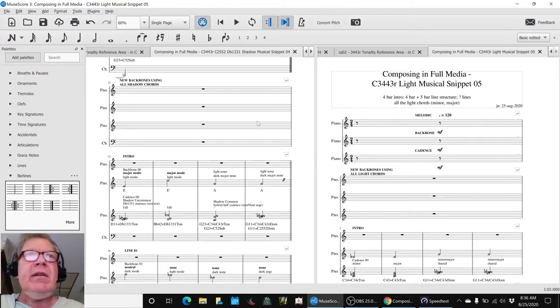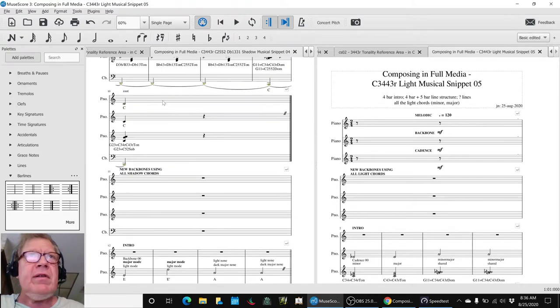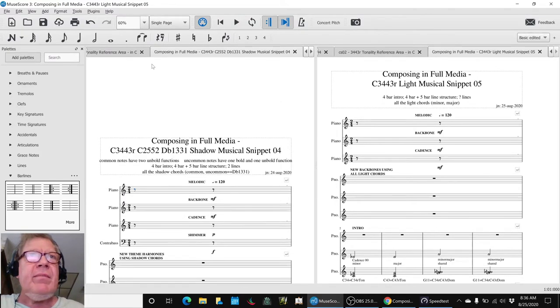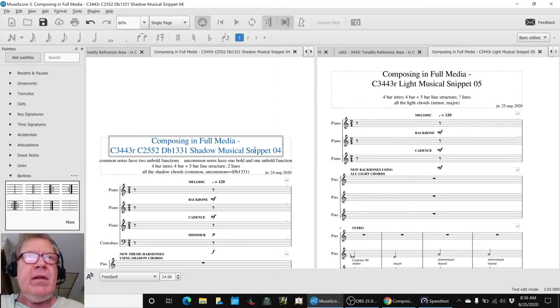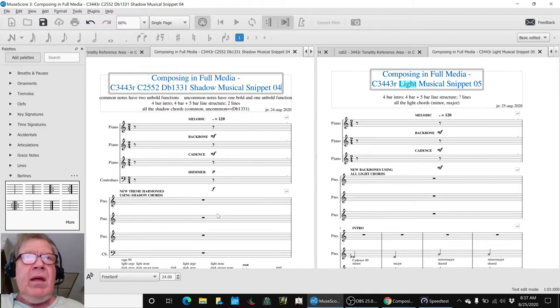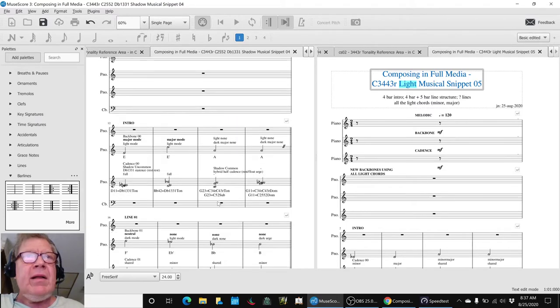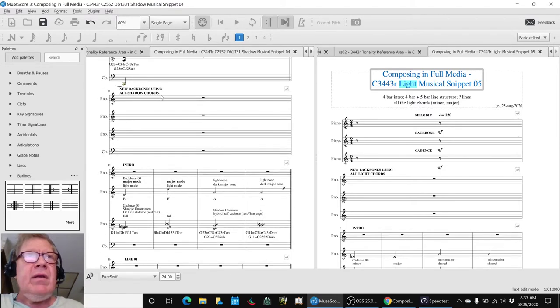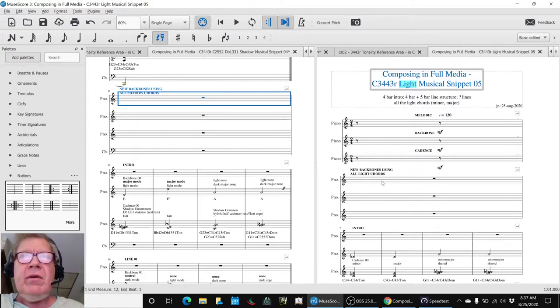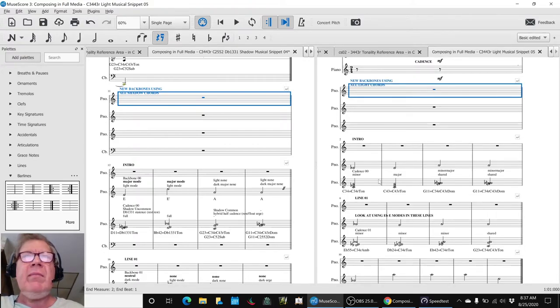The other thing we did is we made this, called snippet 05, and we're using a parallel structure. So this is snippet 04 here. Snippet 04, the shadow. This is snippet 05, which is the light. So that's what we're doing there. And the part we're paralleling today is new backbones using all shadow chords. These are new backbones using all light chords. So we have further to go with this.